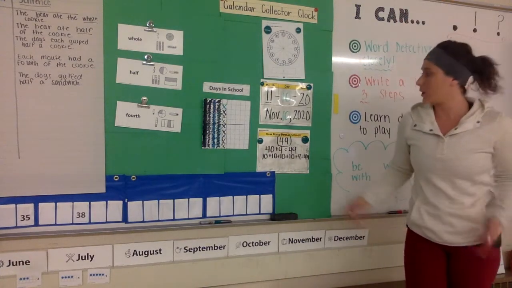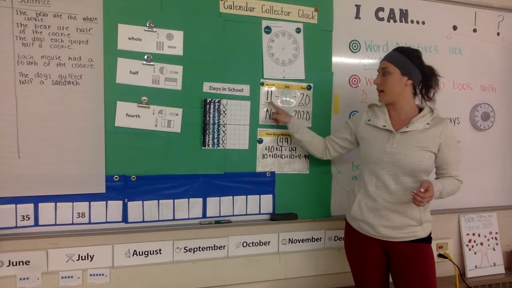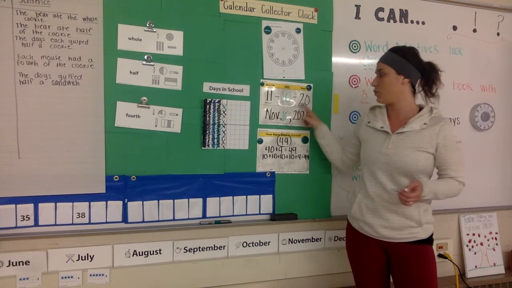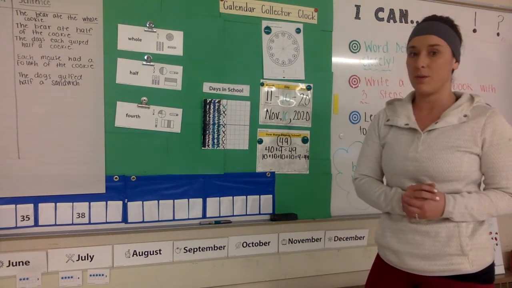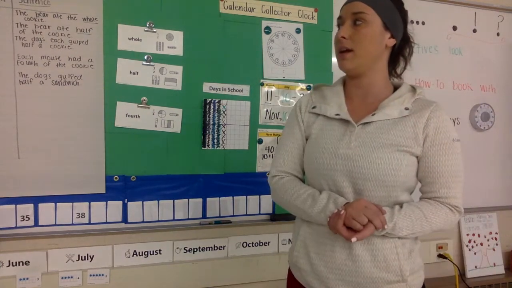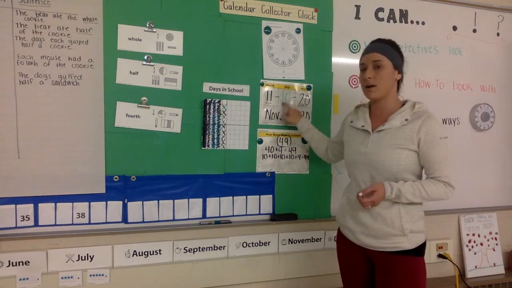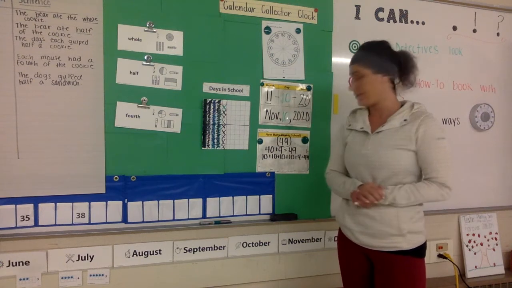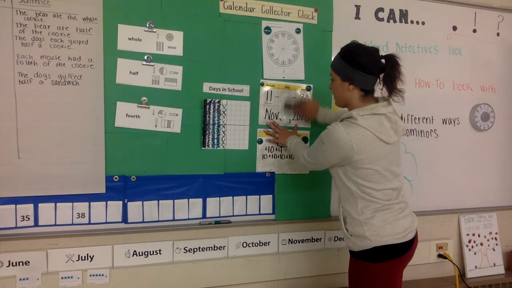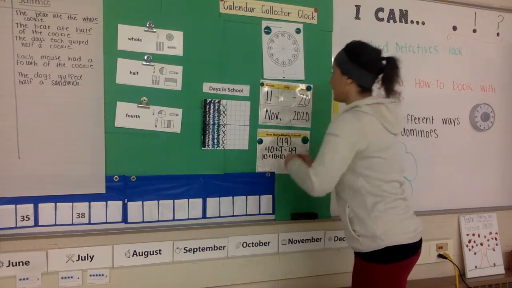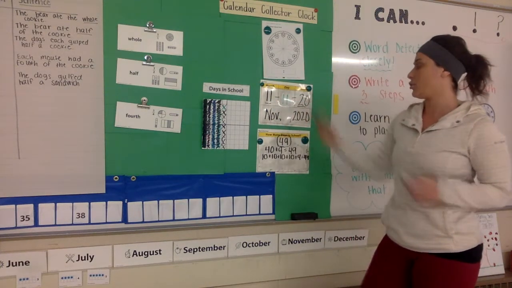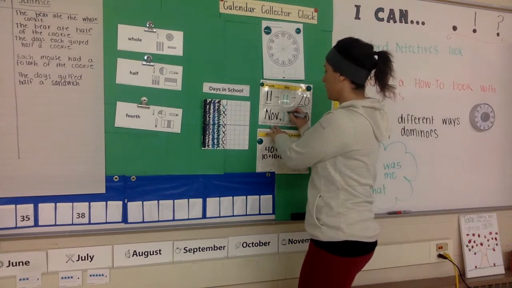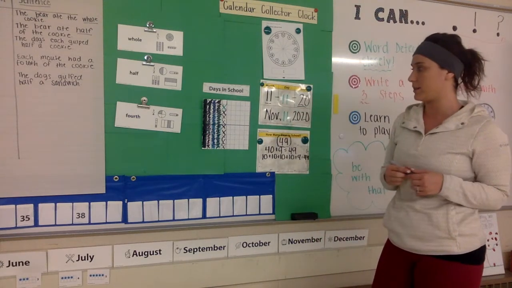So now we're going to head over to our date and days in school. I want you to take a look at our date. Yesterday was 11-10-20 for November 10th. What is today? We know that it's Wednesday. November, after 10, you said comes what number? 11. So we know it's 11-11-20 for November 11th, 2020.